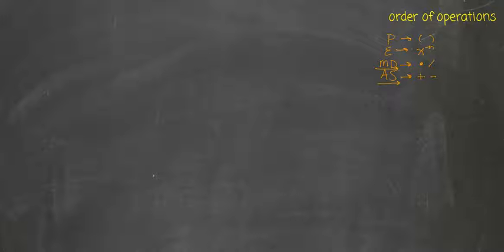So let's use an example to see why it's so important that we have an order that we work in. 2 plus 3 times 4 minus 8. Okay, so let's not put the minus 8 part on. Let's just look at 2 plus 3 times 4. So one person may come along and say, well, 2 plus 3 is 5, times 4 is 20.